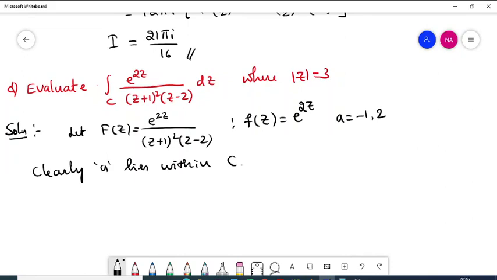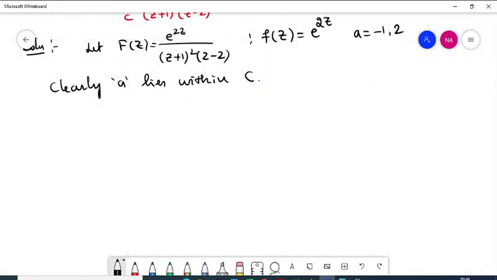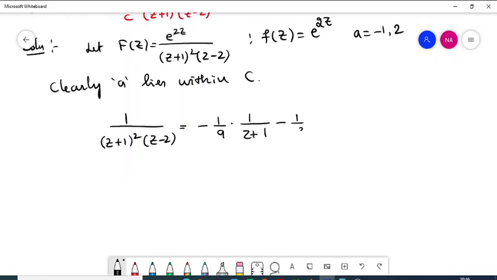Right? So by partial fraction we can split 1 divided by (z plus 1) whole square into (z minus 2) as minus 1 by 9 into 1 by z plus 1, minus 1 by 3 into 1 by (z plus 1) whole square, plus 1 by 9 into 1 by z minus 2.